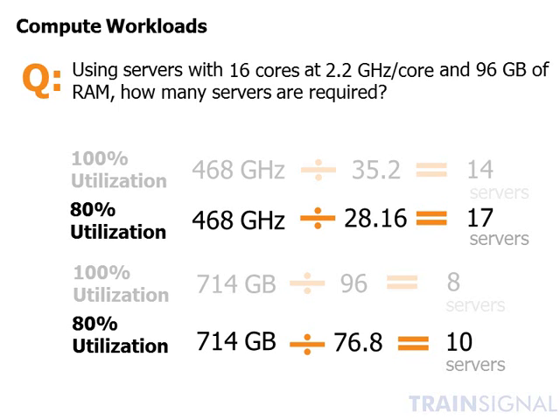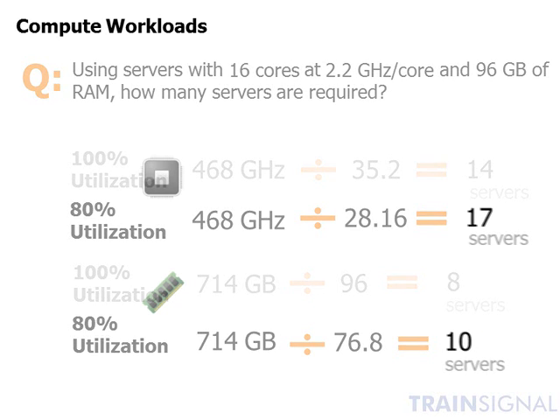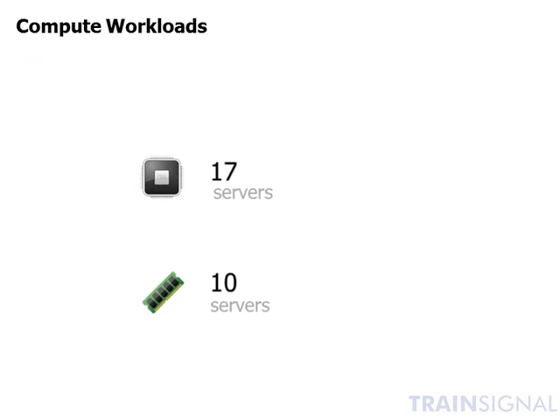So as you can see then, looking at 80% utilization, and based on the logical compute information on aggregate CPU capacity and aggregate RAM capacity, we would need 17 servers, 16 core, 2.2 gigahertz, in order to meet the CPU requirements, but we would only need 10 servers at 96 gigs of RAM to meet the RAM requirements.